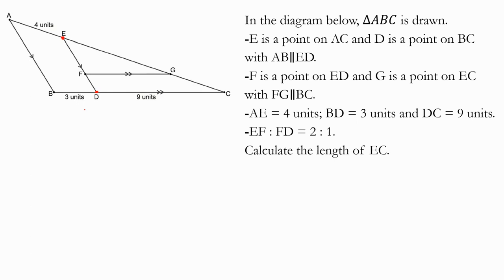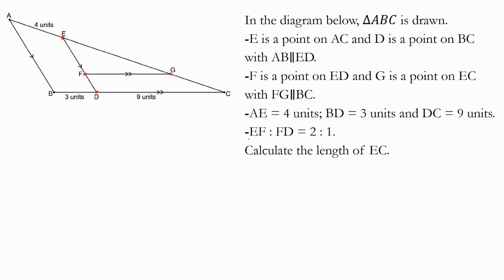F is a point on ED. This is F here. And then G is a point on EC. That is point G there, with FG parallel to BC. Again, we have line FG drawn parallel to DC. So it means this line divides the other two sides, ED and EC, proportionally. Right, let's continue. AE is 4 units, we have it there, so there's no need to add it. BD is 3 units, and DC is 9 units, we have them there.